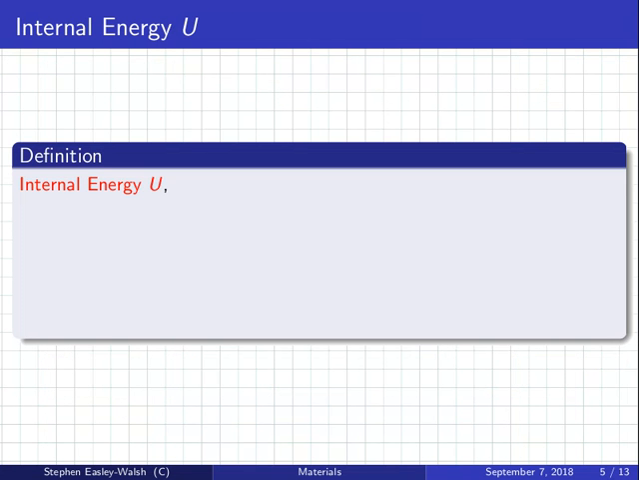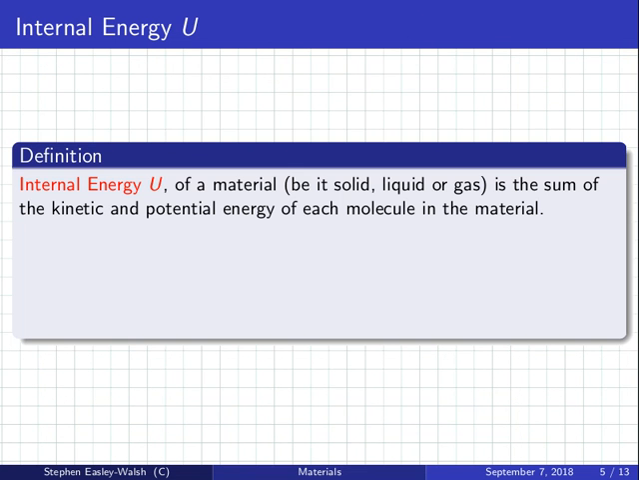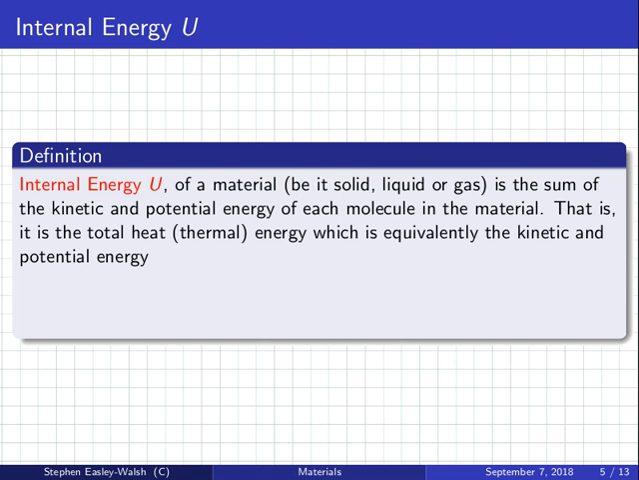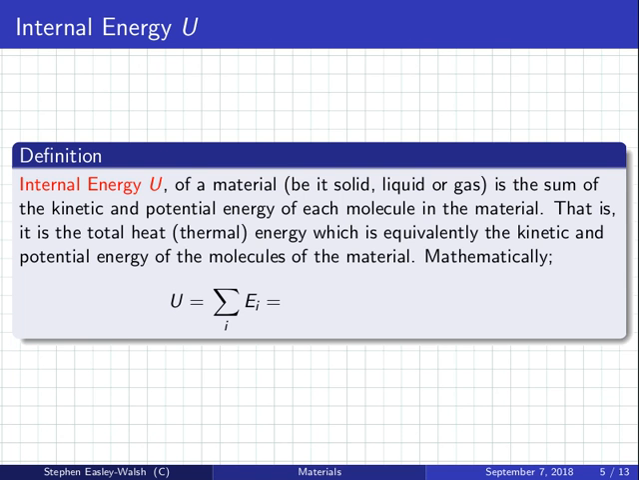Okay. So we need some more definitions now. When we talk about internal energy, and this can be a solid, liquid, or gas, what we mean is the total kinetic and potential energy of every molecule. In other words, it's the total heat energy: all the kinetic energies plus all the potential energies of every molecule. Now, in an ideal gas, we say that there aren't any potential energies. It's just all the kinetic energies, okay?